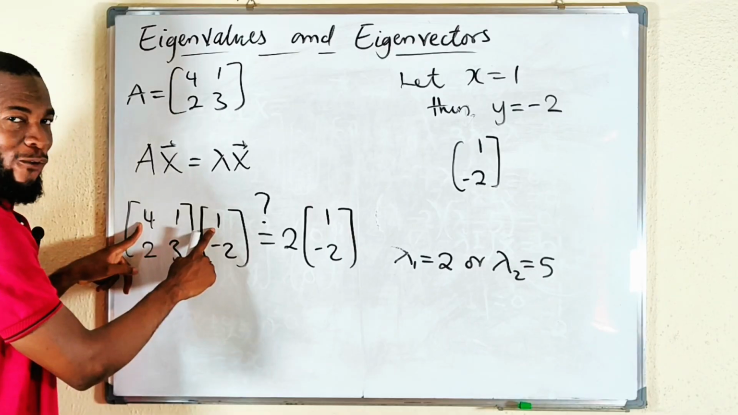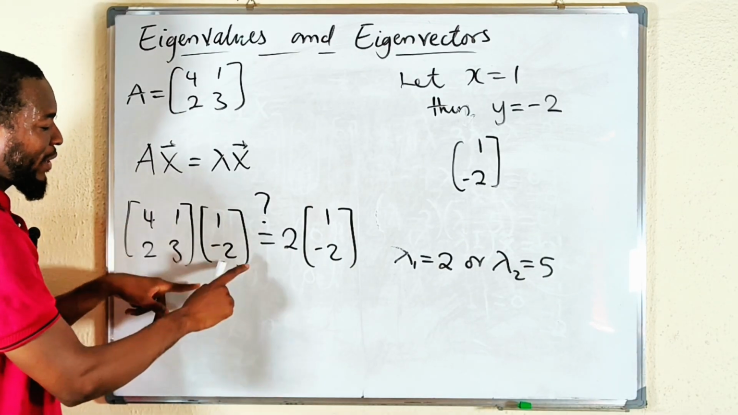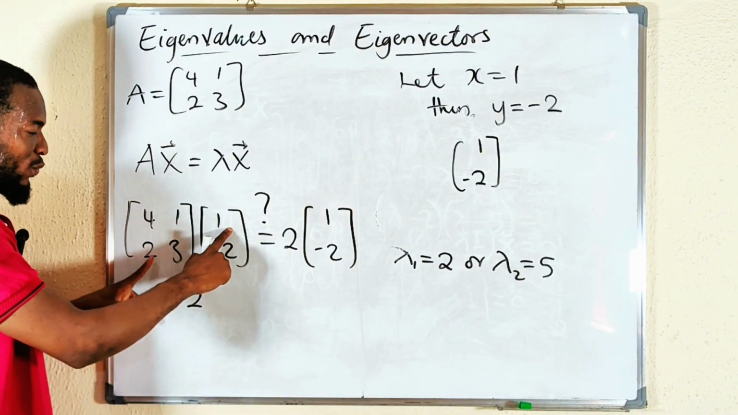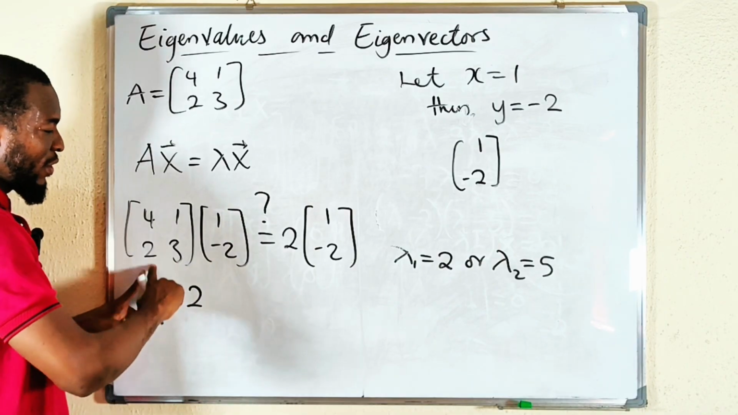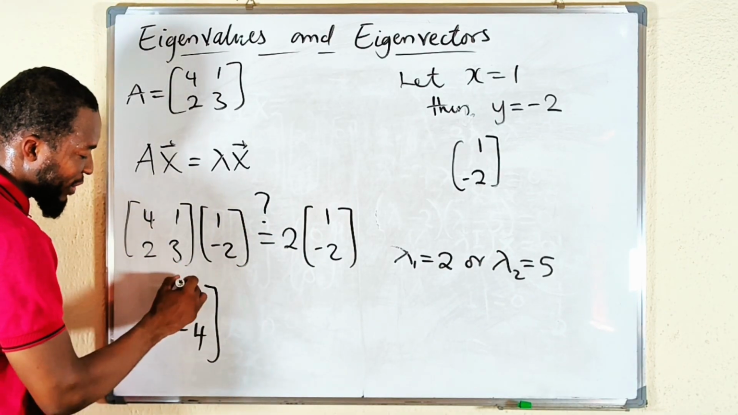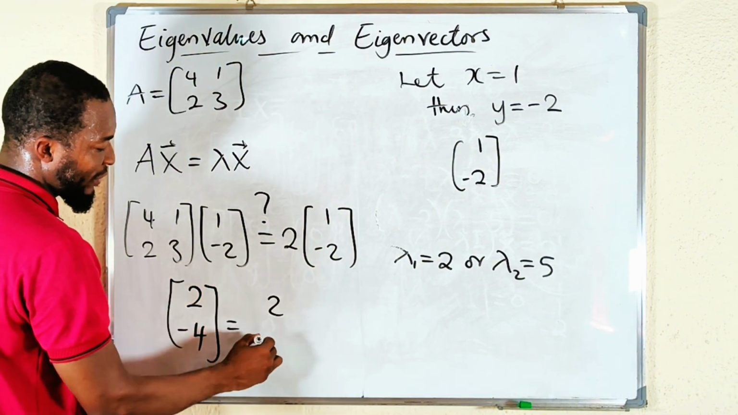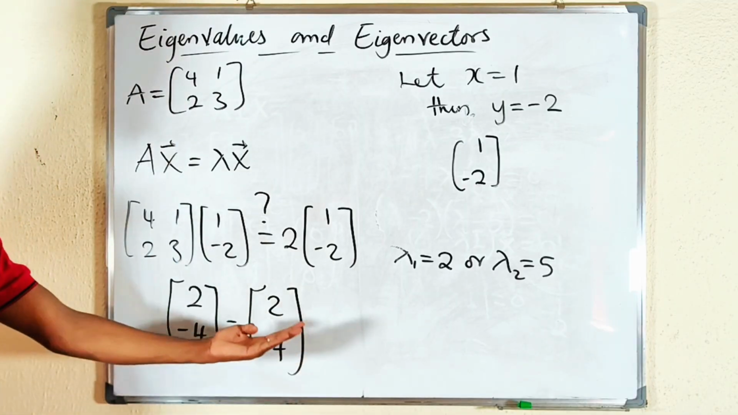4 times 1 is 4, plus 1 times negative 2 is negative 2. That is 4 minus 2 is 2. 2 times 1 is 2. 2 times negative 2 is negative 6. 2 minus 6 is negative 4. This is what we have on the left hand side. 2 times 1 is 2. 2 times negative 2 is negative 4. So you can see that the left and the right hand sides are the same.